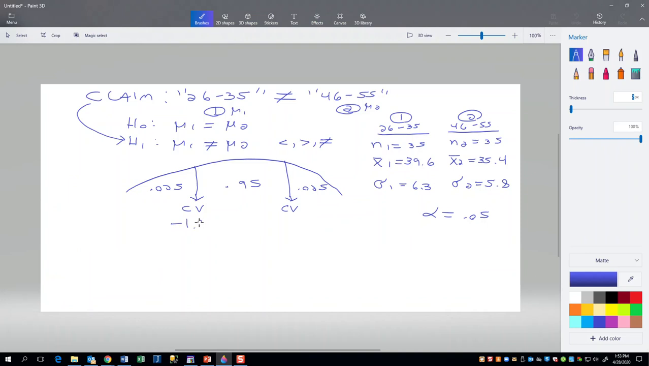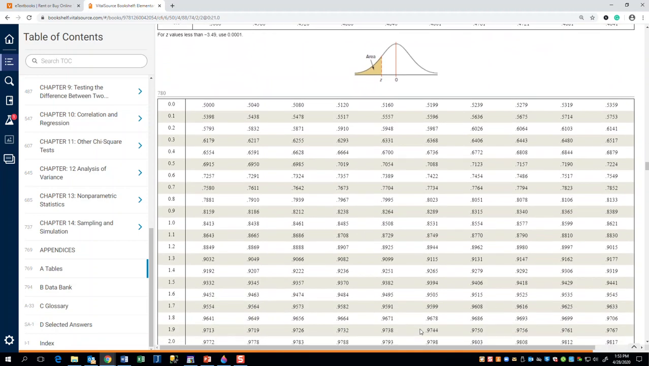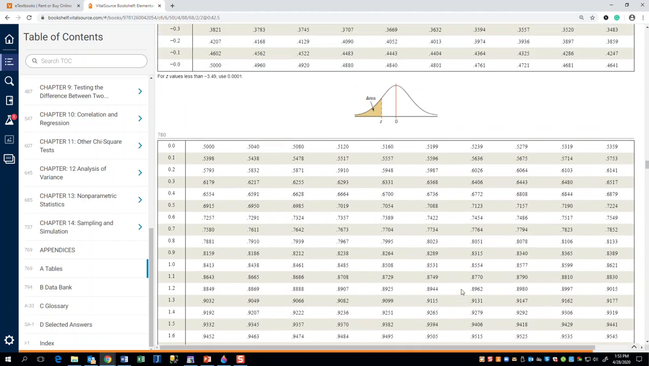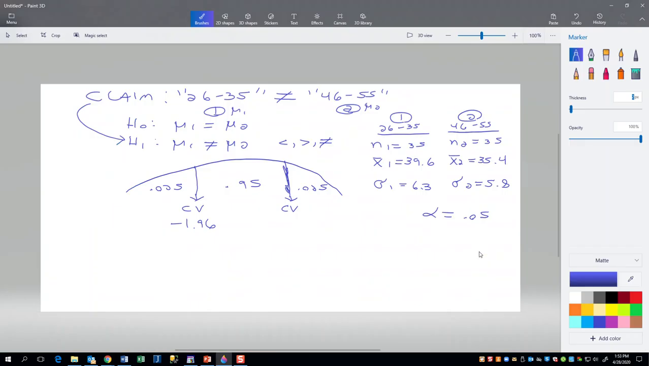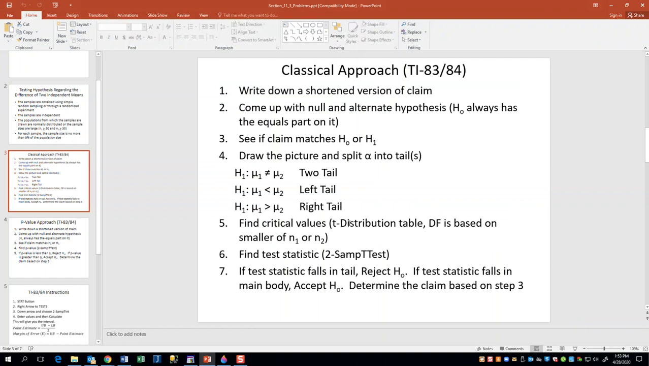Negative 1.96. Now for this one, the area to the left of this one, you have to add up all of this, 0.025 plus 0.95. So I'm looking for 0.975, the two added together. And here's 0.975 right here. If I go clear to the left, that gives me 1.9. If I go clear up, I can't see it, but that would give me my 0.06. So this is going to be a positive 1.96. So same idea here. We find our critical values, but when we're given the sigmas, then we have to use the normal distribution table, the z values.